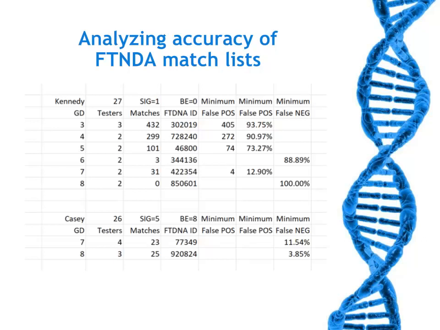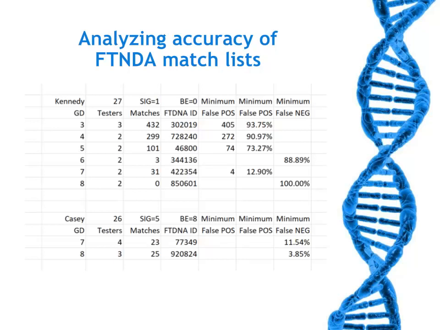This one only has 26 testers, and there are only two showing up, at genetic distance of 7 and 8. So that's quite high. And look at the numbers. 23 out of 26 and 25 out of 26 are being predicted correctly. So this is only 11.5% and 4%. So this is getting close to the 5% range that FTDNA uses. But this is only because this has a signature of 5 and 8 branch equivalents, which is pretty rare for surname clusters.